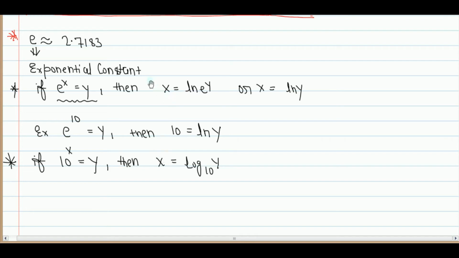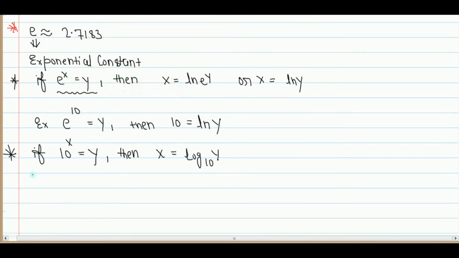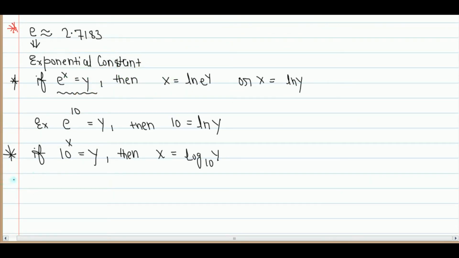Similarly you can see it here also. Okay, so let's move to the next part. We can convert any logarithmic function which has a base of e to the base of 10. How are we going to do that? Or base 10 to base e, how are we going to do that?